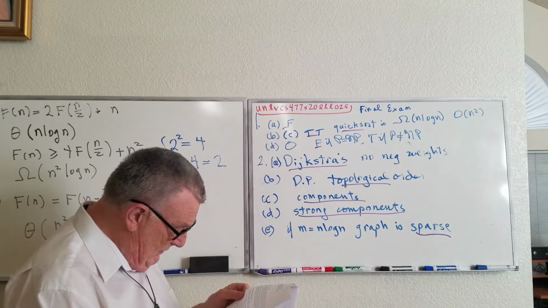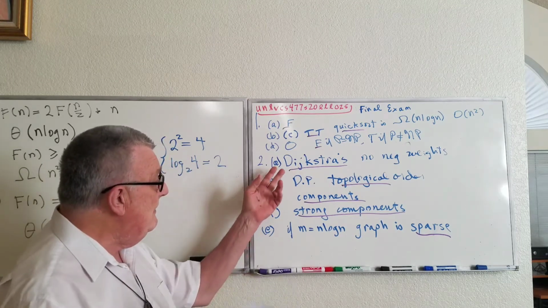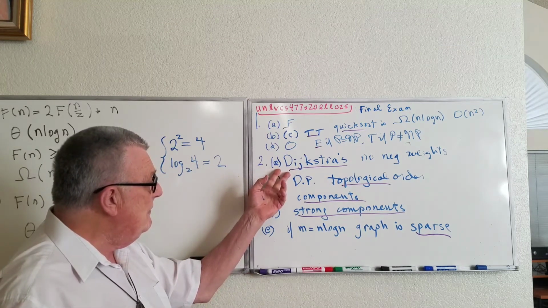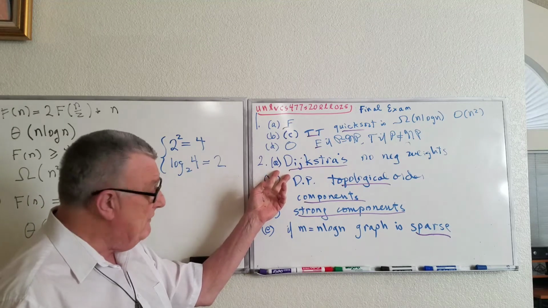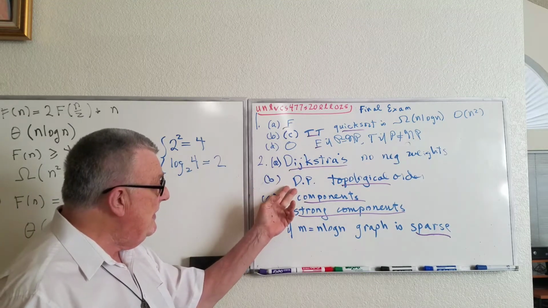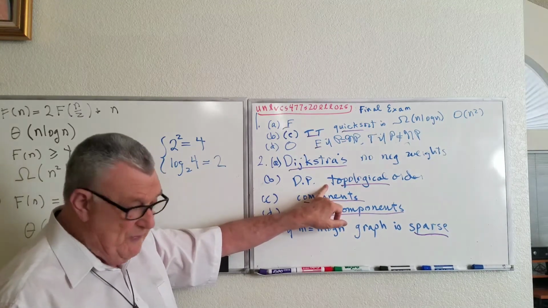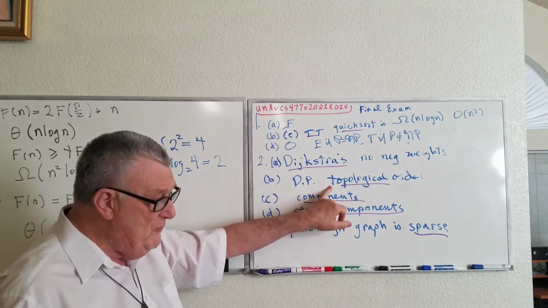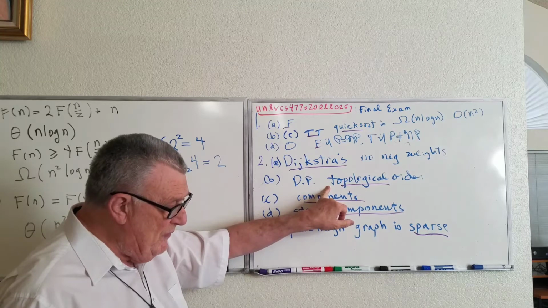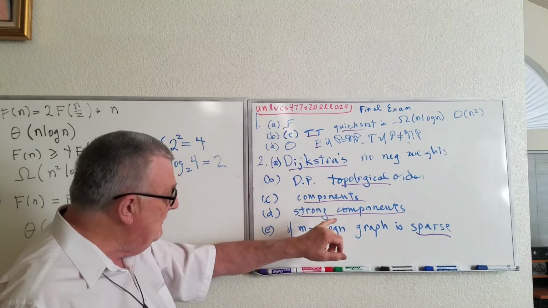All right, now the next one: no negative weights is a requirement for Dijkstra's algorithm. In dynamic programming, you have to work the subproblems in topological order, because each one has to be worked before any that are dependent on it.